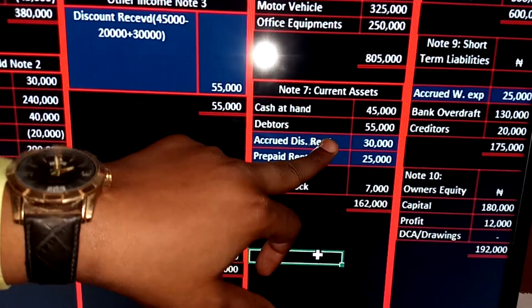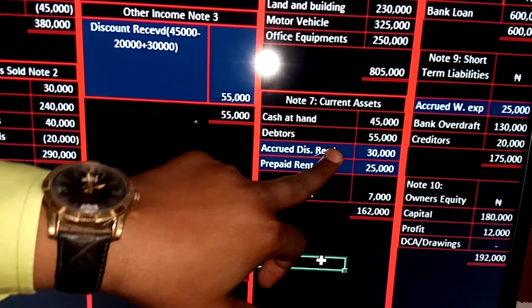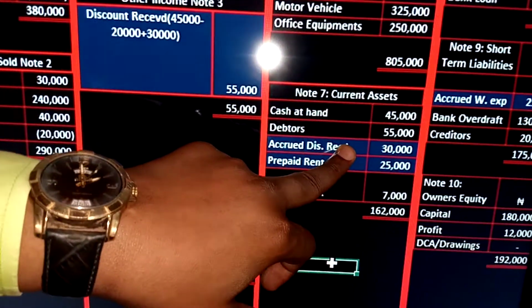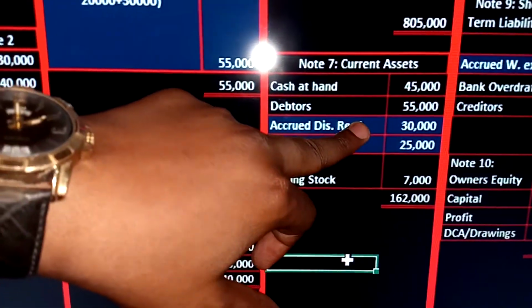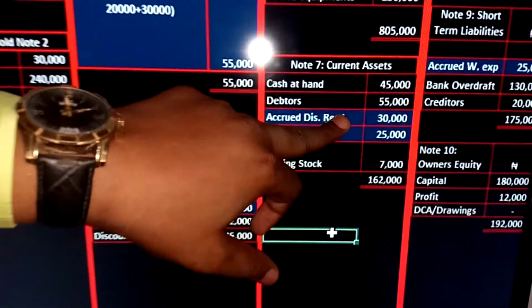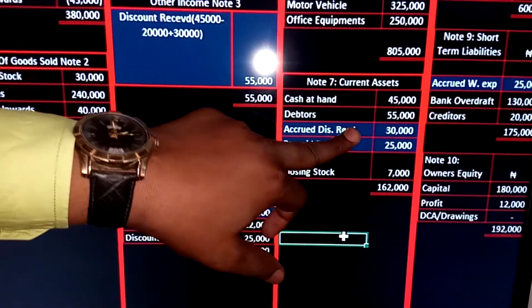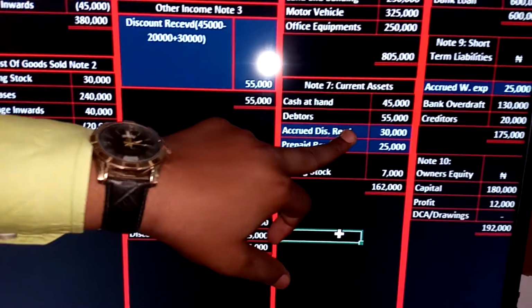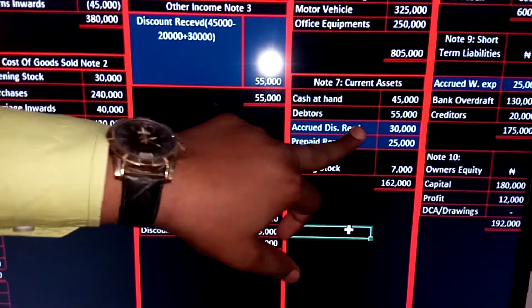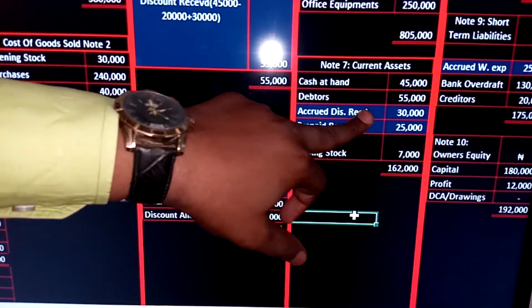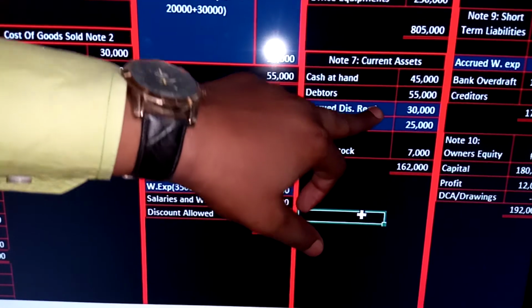Remember I said accrued income at the end of the reporting year is a current asset. Why? Because you have rendered the service but you have not been paid. So the person that you rendered the service to is owing you. That's a debtor. That's why it is here as a current asset.